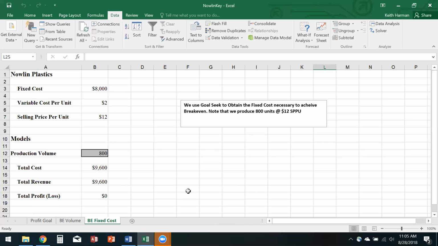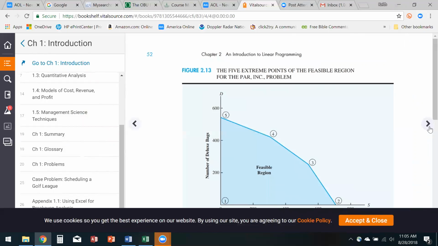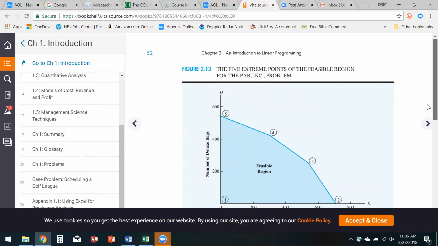Well, that being said, in part 1 we walked through how I set up Solver and what Solver does for me. So we've got this model that we're working with, and here are the extreme points on the feasible region for Par Inc.